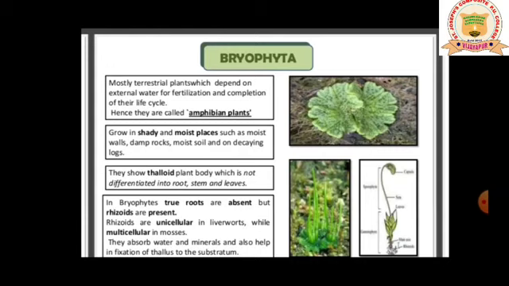What is the function? They absorb water and minerals and also help in fixation of thallus to the substratum. So, what is the function of the rhizoids? The question like what are rhizoids may differ. A 1 mark question, what is the function of rhizoids, may appear in the theory part. Rhizoids are minute hair-like structures present in bryophytes. The function of the rhizoid is to absorb water and minerals and also help in fixation of the thallus to the substratum.